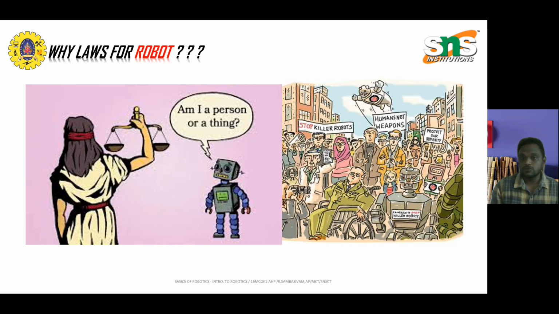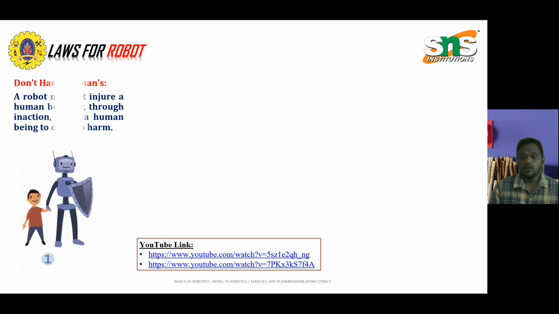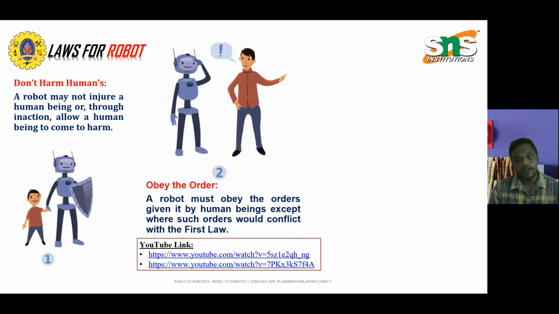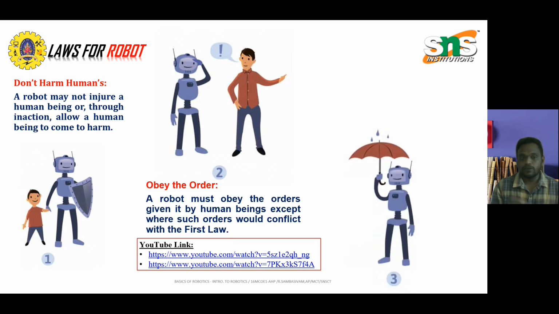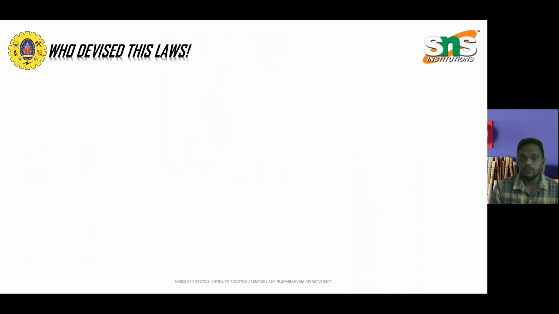To stop killer robots, Isaac Asimov derived three laws. The first law is that a robot should not harm humans. That is the important key factor in law one. In law two, robots should obey human orders that do not hurt humans. And the third law is that the robot should protect itself without violating law one and law two. These are the important three laws.